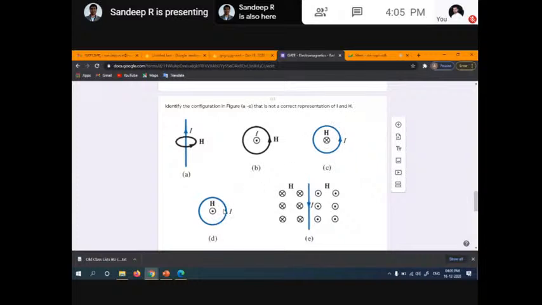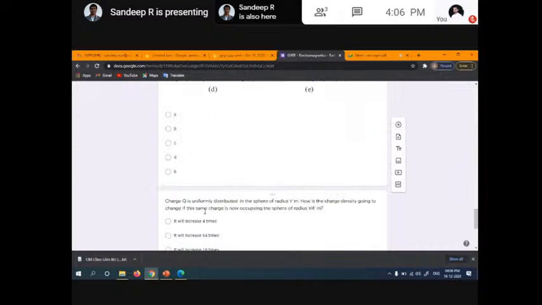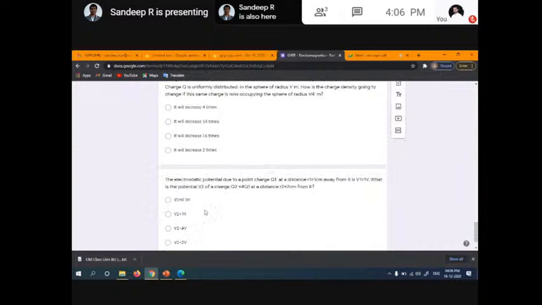But the fourth one is correct. Using the right hand thumb rule, you can see that the fingers are pointing towards you, and hence it is correct. Similarly, the current is downwards, right? On this side it is towards you, and on this side it is going inside the page. So this is also absolutely correct, and hence only C is not the correct representation.